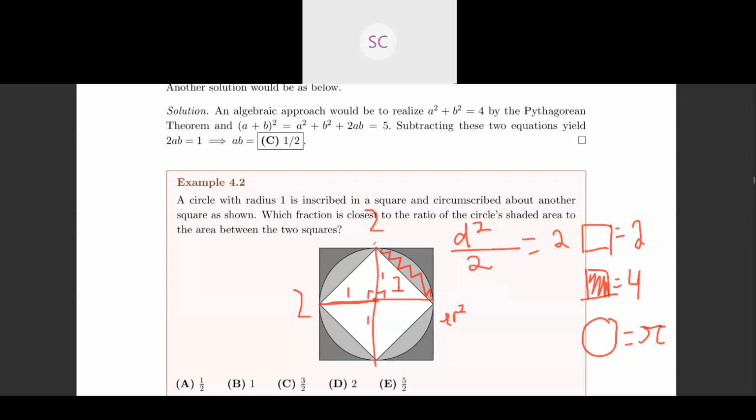So if I'm trying to find the area of this whole section right here, let me change to a different color. The area of this whole section is just going to be pi, the area of the circle divided by 2.